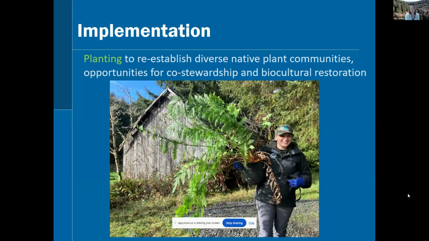And there's a lot of planting that's going on in our project area. We're using this both as an objective to restore those diverse native plant communities, but also working with our tribal partners and our community members to really get people involved in the project, practice co-stewardship, and work towards biocultural restoration. And we are also implementing a traditional garden space under guidance with Confederated Tribes of the Coos, Lower Umpqua, and Siuslaw Indians.